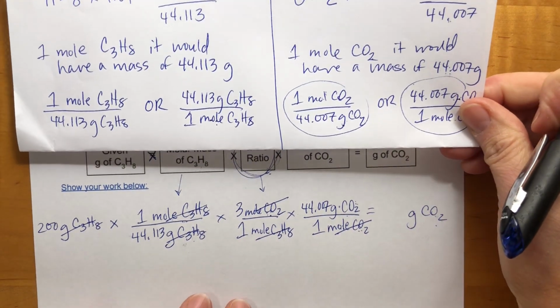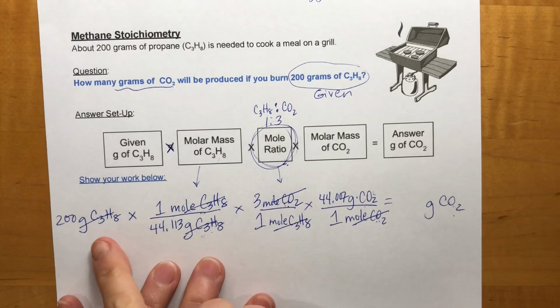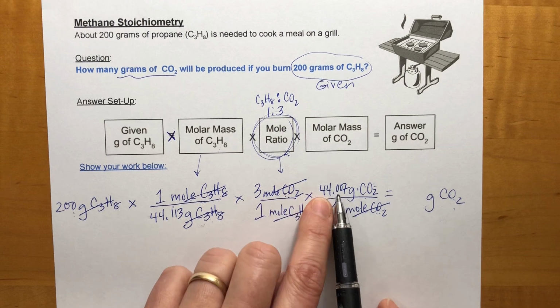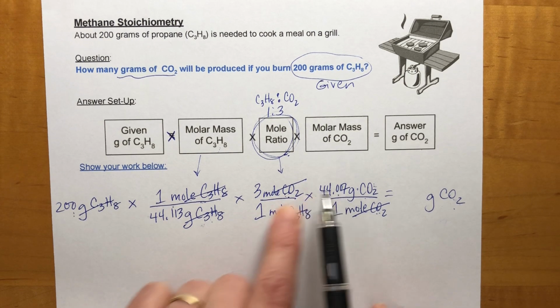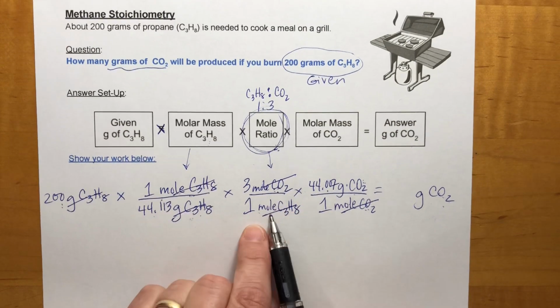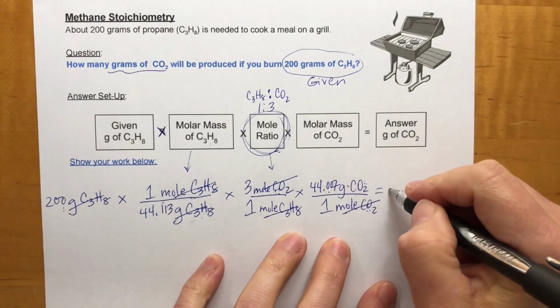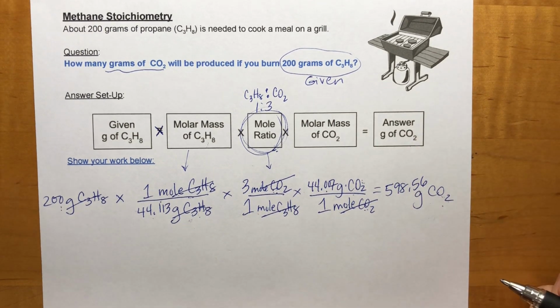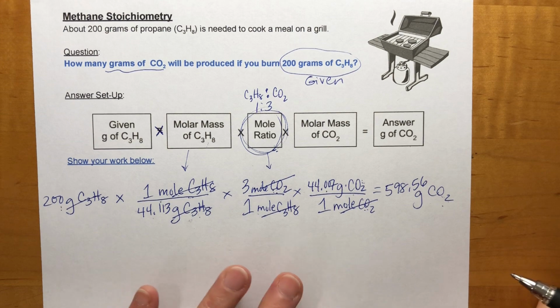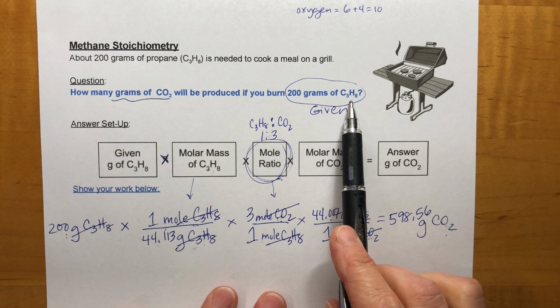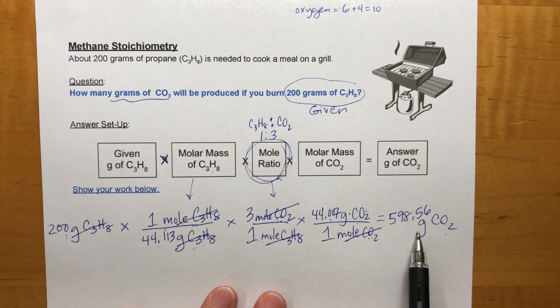And now if you do all this math, if you take 200 times 1 times 3 times 44.007 divided by 44.113 divided by 1 divided by 1, you don't have to do that, your answer should come out to 598.56 grams. So there you have it. If you burn 200 grams of propane on your grill, you will produce almost 600 grams of carbon dioxide.